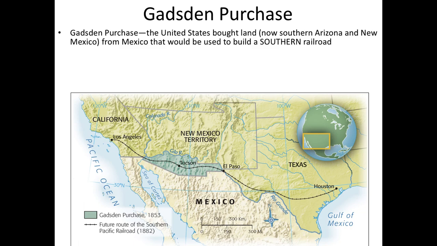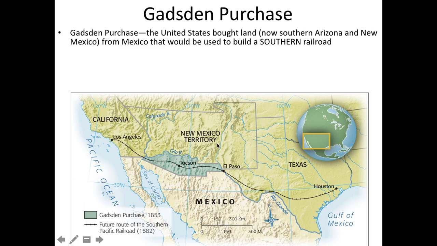Why did the United States do this? Well, the reason was that there was a desire to build a transcontinental railroad along a southern route. This is something the Southerners would have liked, and it would go from Houston all the way to Los Angeles. However, if you went through the land from the Mexican Cession, the canyons and the mountains were just too rough to build any railroads.